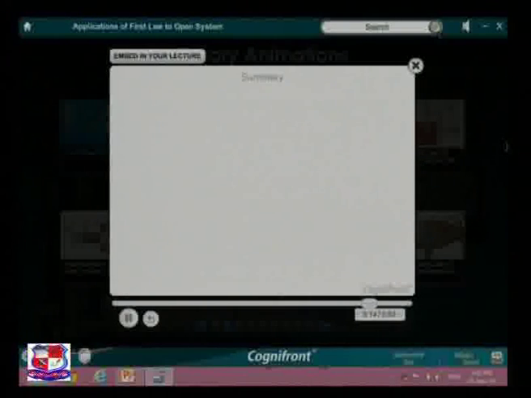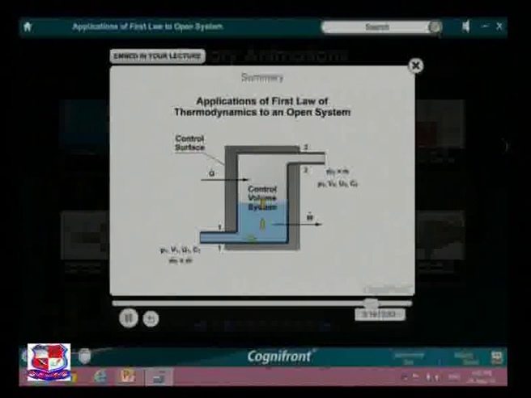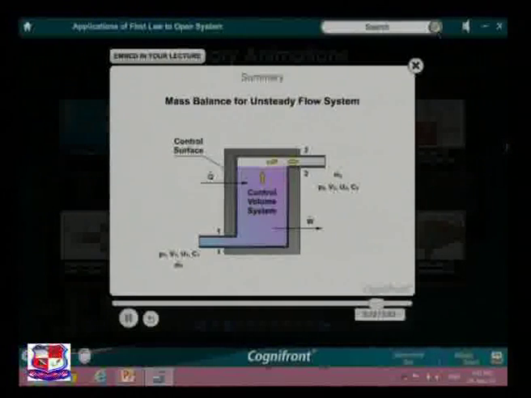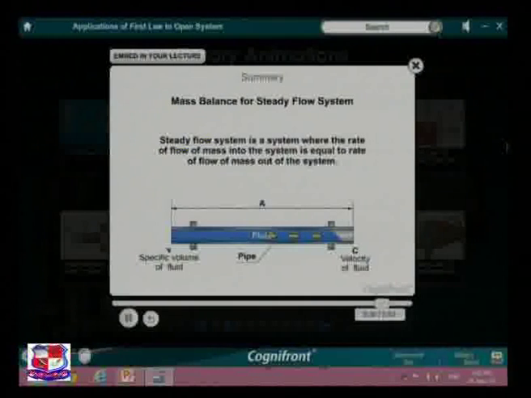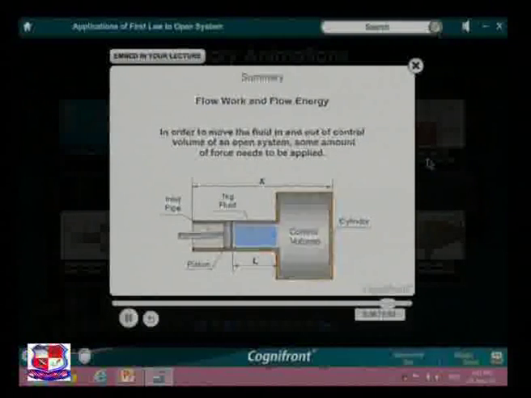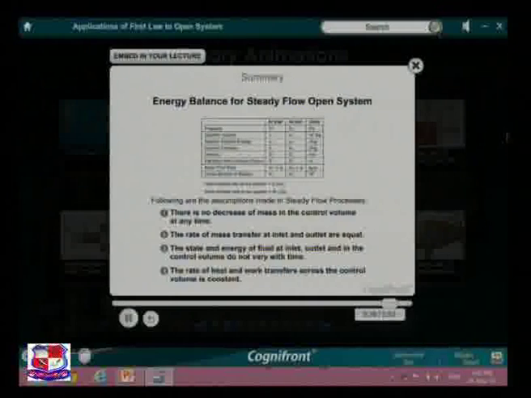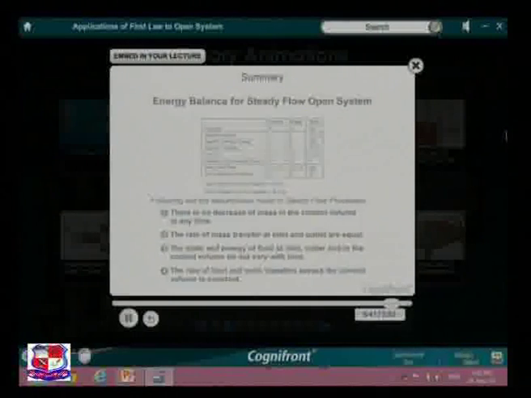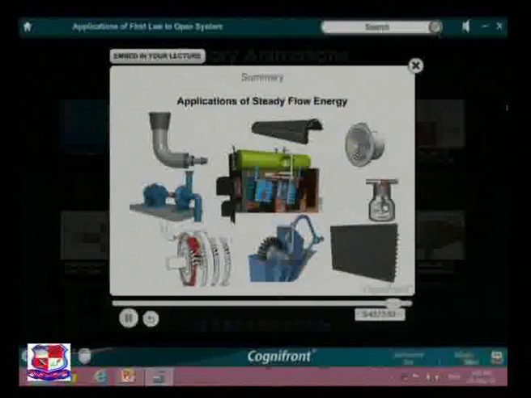So friends, in this session, we learned the application of the first law of thermodynamics to an open system. We have also studied various concepts such as mass balance for unsteady flow system, mass balance for steady flow system, flow work and flow energy, energy balance for steady flow open system. We also learned the applications of steady flow energy.